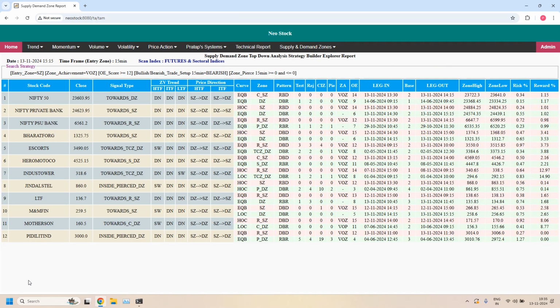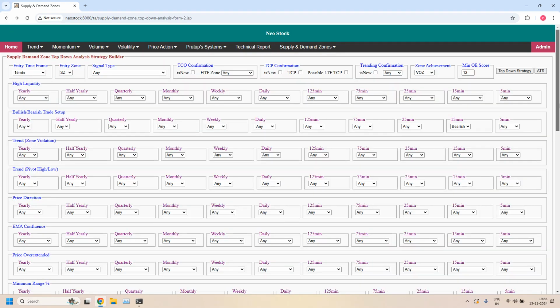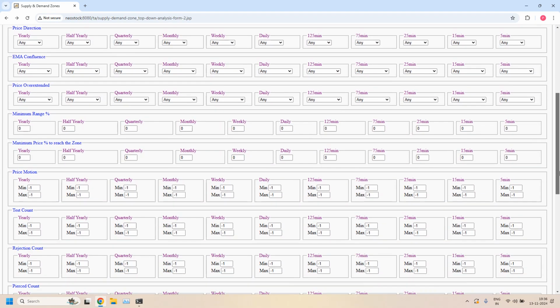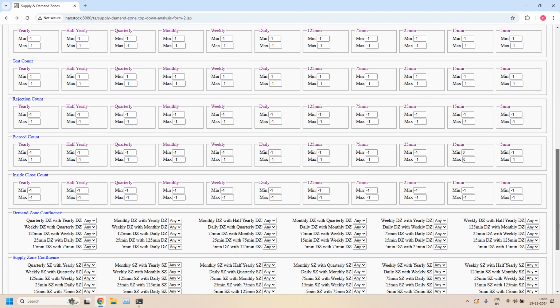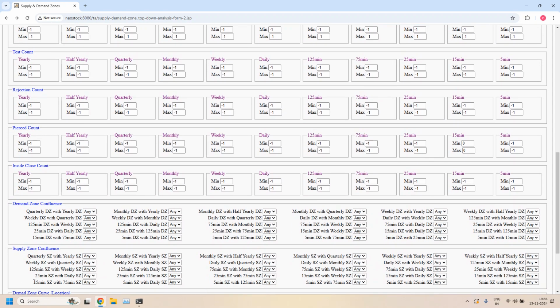We got 12 stocks. All these 12 stocks are supporting the bearish trade setup for daily income trade, that is, the entry zone is the 15 minutes supply zone. In these 12 15-minute supply zones, some high probability stocks might be available. Let us verify based on the first filter, LTF and ITF supply zone confluence, that is, 15 minute supply zone with 75 minute supply zone.